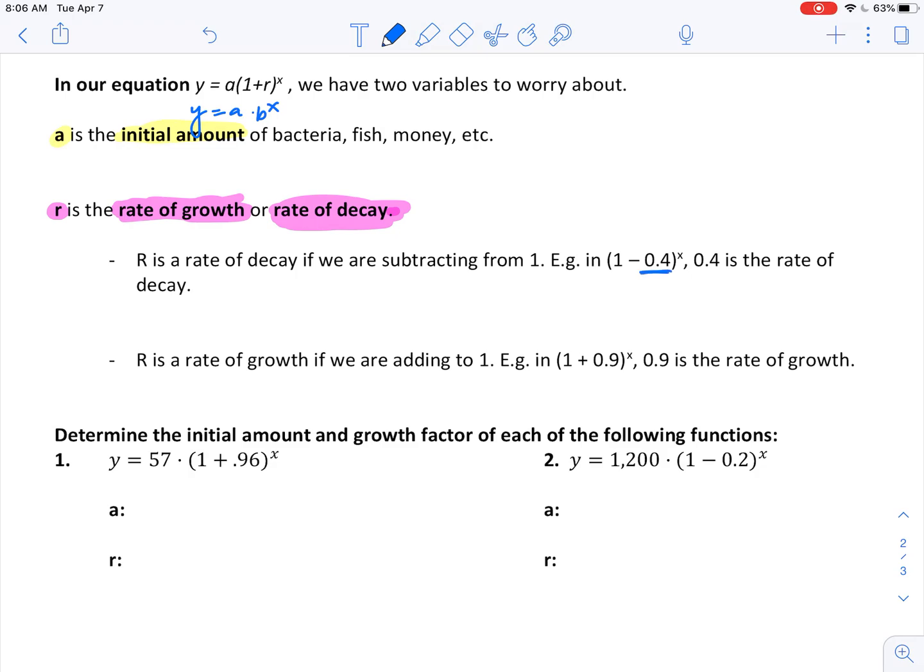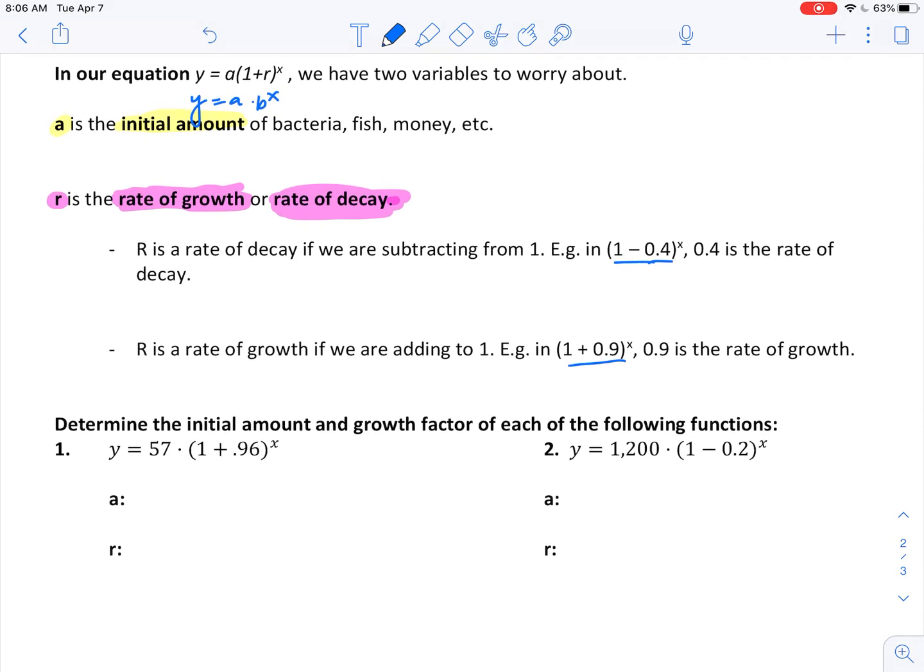The initial amount is always going to be a. It's always going to be right out front in your function. That'll be the first number you see. And the rate of growth or decay is going to be the number inside the parentheses. What am I adding or subtracting to 1?